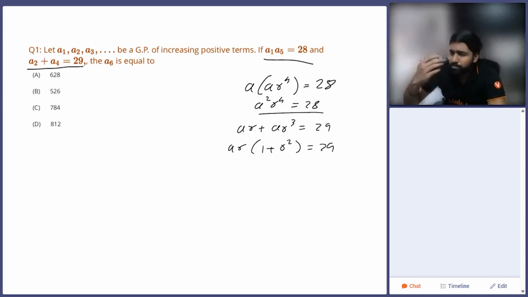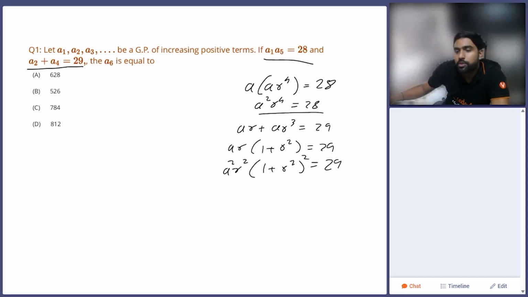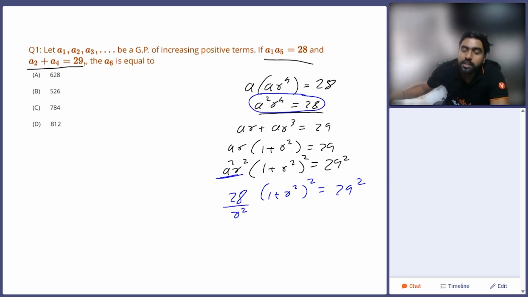Now let's try to eliminate and play around with some terms. If I create an A square R square over here, squaring on both sides, I get A square R square into 1 plus R square the whole square equals 29 square. Now what is A square R square? From the expression A square R power 4 equal to 28, I can say A square R square is 28 divided by R square, into 1 plus R square the whole square equals 29 square. So what does this give you? This now gives you the expression that R square upon 1 plus R square the whole square is equal to 28 divided by 29 squared.